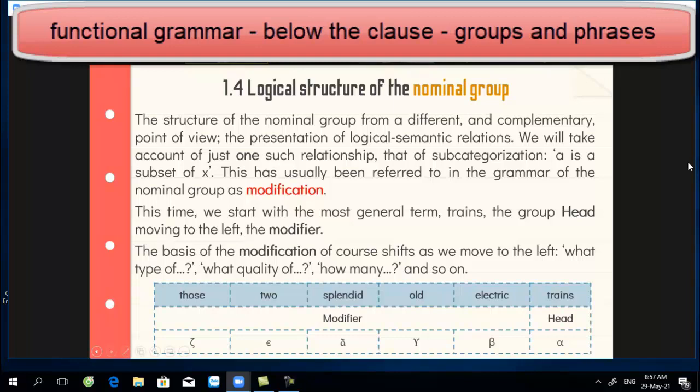This time, we start with the most general term, the head of the group, moving to the left, the modifiers. The basis of the modification of course shifts as we move to the left: what type of, what quality of, how many, and so on.